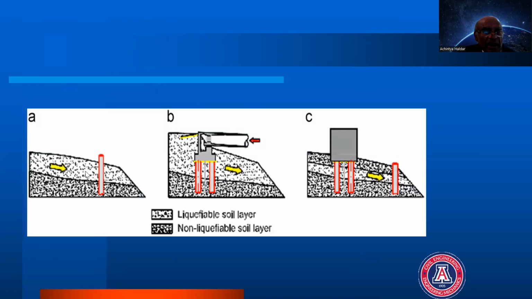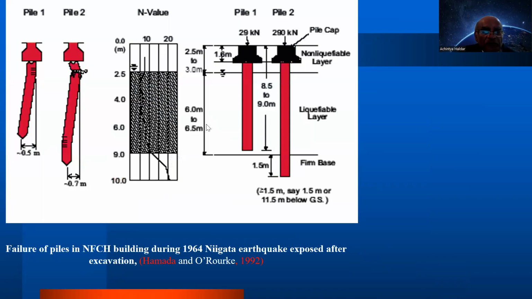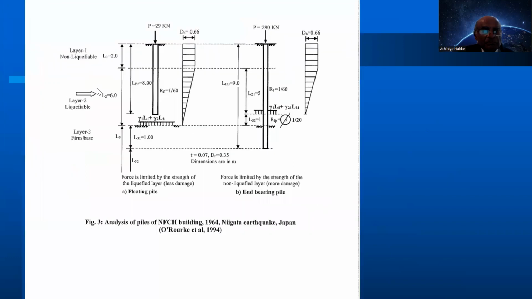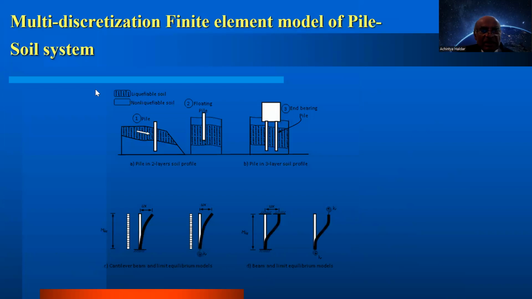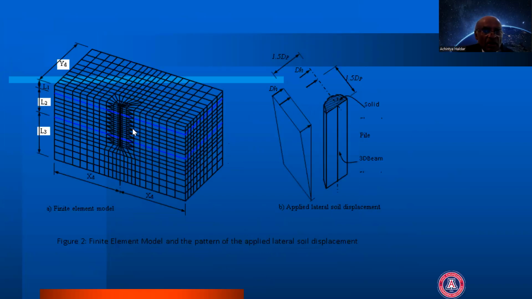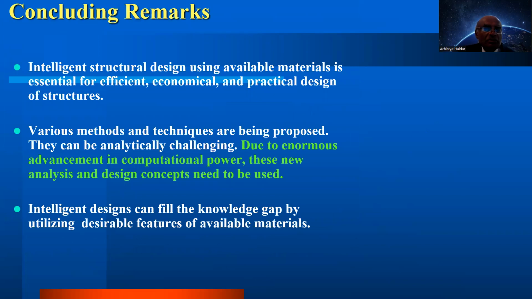Now, what happened here? Here I'm showing a saturated sand deposit. This is going to start to flow away, and we are going to provide piles to restrain it. Now, after the 1964 Niigata earthquake, in 1992 they excavated the site, and here they showed how the pile was damaged. We took that and tried to analyze it in many different ways. Obviously, in this case, we took piles and developed a finite element model and tried to find out the strength of this pile. I cannot go too much into detail.